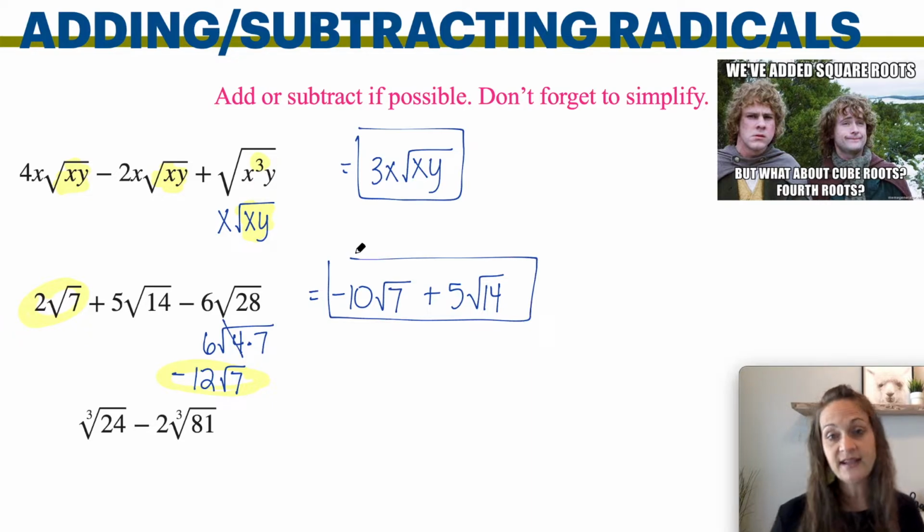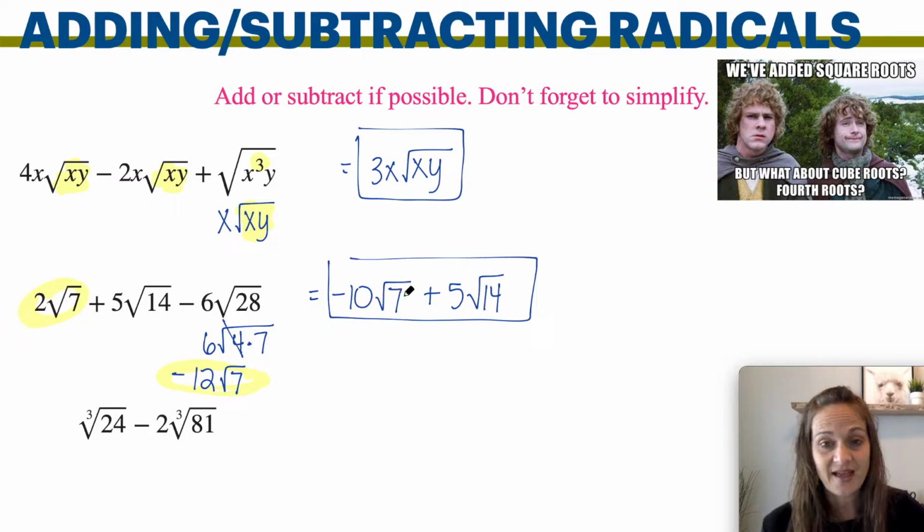Again, when adding and subtracting, you cannot add the radicands underneath. You can only combine the coefficients in front. Do not add 7 and 14 to give you the square root of 21. You cannot do that. You can only combine when multiplying.